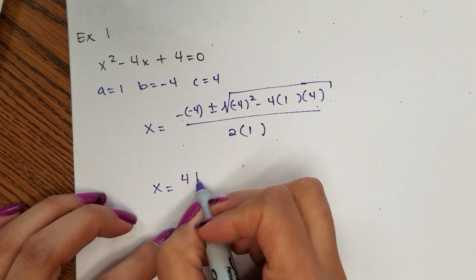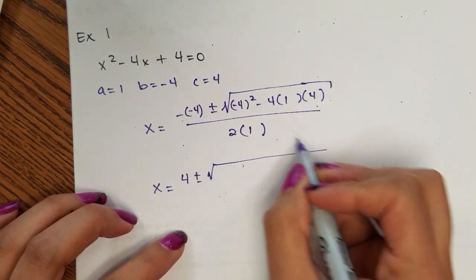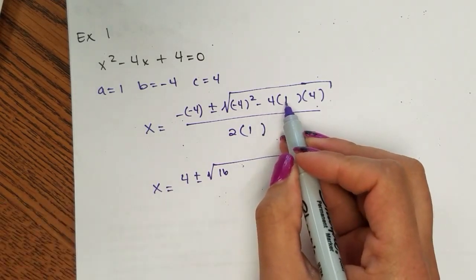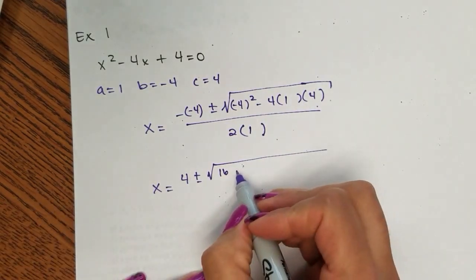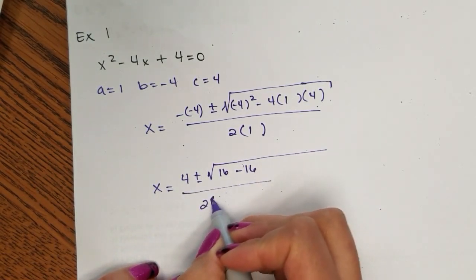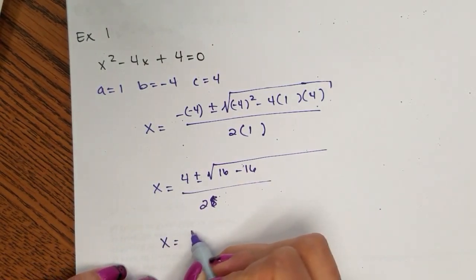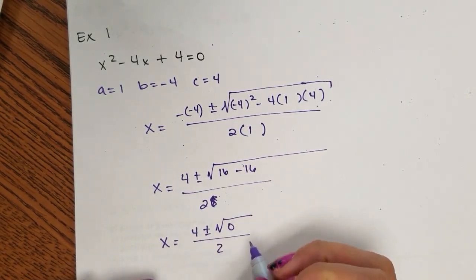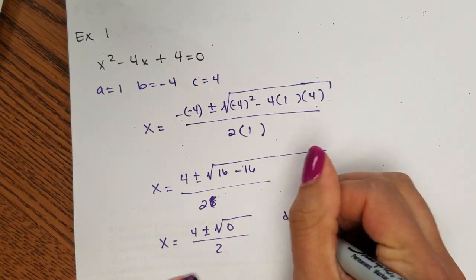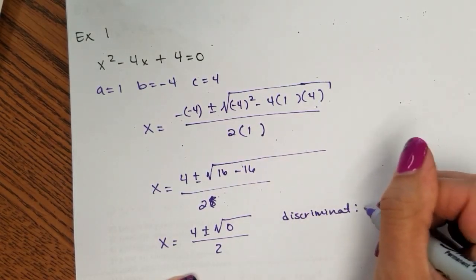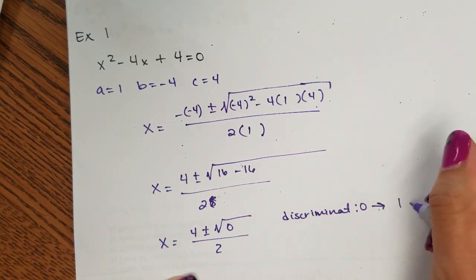So we have positive 4 plus or minus the square root of 4 squared, which is 16, minus 4 times 1 times 4, which is -16, all over 2 times 1, which is just 2. x is equal to 4 plus or minus the square root of 0 over 2. Now this is going to tell us our discriminant. So our discriminant is 0, which means we are going to have 1 solution.